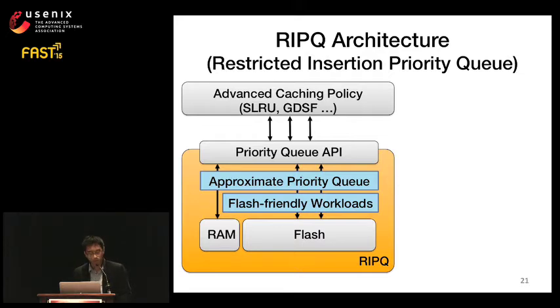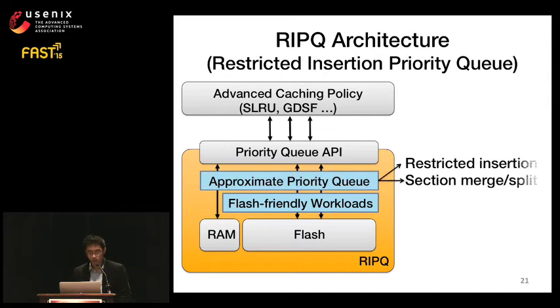So to implement the approximate priority queue, RIPQ will do restricted insertion and section merge and split. To generate a flash-friendly workload, RIPQ will do large writes and lazy updates.